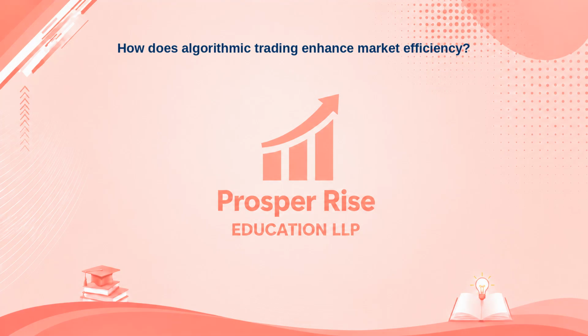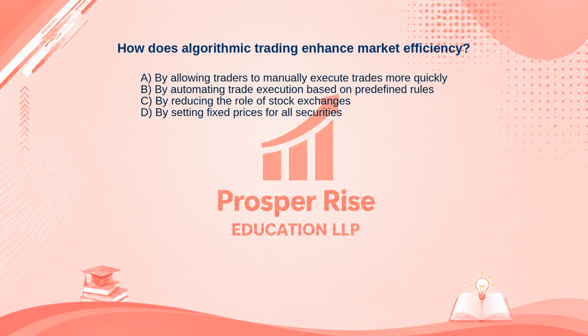How does algorithmic trading enhance market efficiency? Here are your options. A. By allowing traders to manually execute trades more quickly. B. By automating trade execution based on predefined rules. C. By reducing the role of stock exchanges. Or D. By setting fixed prices for all securities.